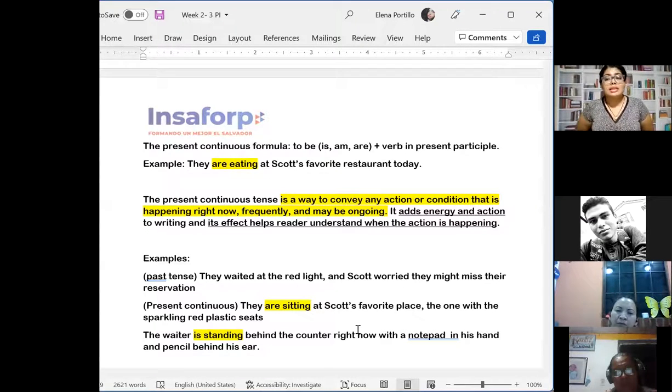Primero, ellos están sentados en un lugar específico que tiene estos asientos que son como brillantes de plástico rojo. Then we have the waiter. Tenemos al mesero que está parado detrás del mostrador y tiene un bloc de notas o algo en lo que puede anotar los pedidos en la mano y tiene también un pencil behind his ear. So, in this case, we have two actions that are happening in this moment. And that's the point of the present continuous tense, because we're marking the actions that are happening right now in this specific time.